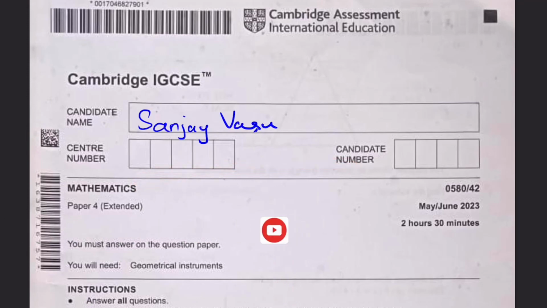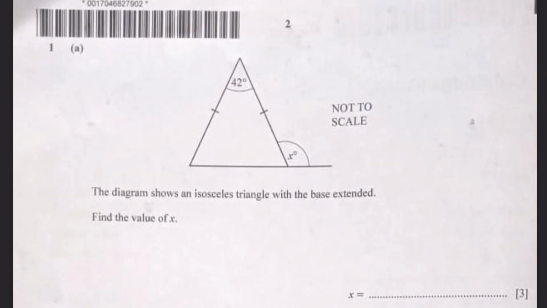This time I'm doing it on Cambridge IGCSE Mathematics for Paper 4 Extended, the second variant of May/June 2023. Let's start. Question 1 A. The diagram shows an isosceles triangle with the base extended. Find the value of x.